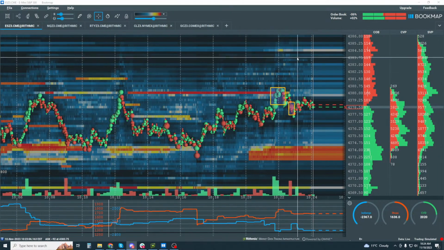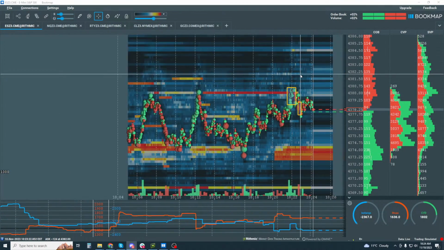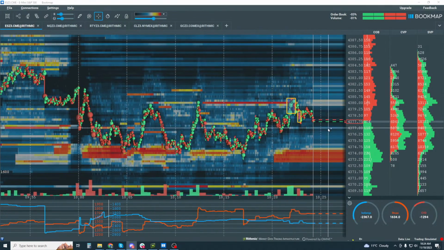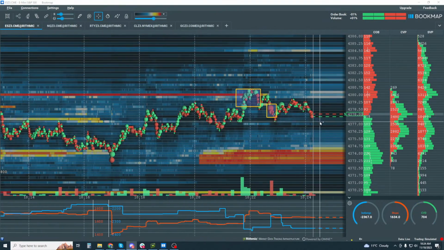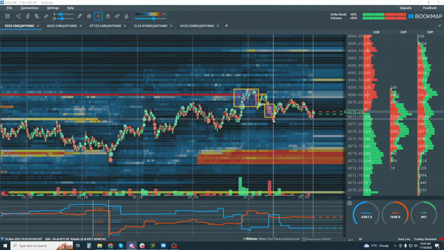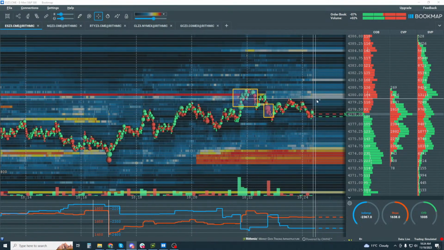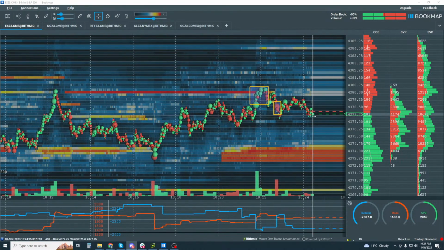All right, so let's see if we can get more supply coming in right now. Actually, would love to see that little trend line break here. But yeah, it's a hard read right now. I'm just kind of staying away from it right now.